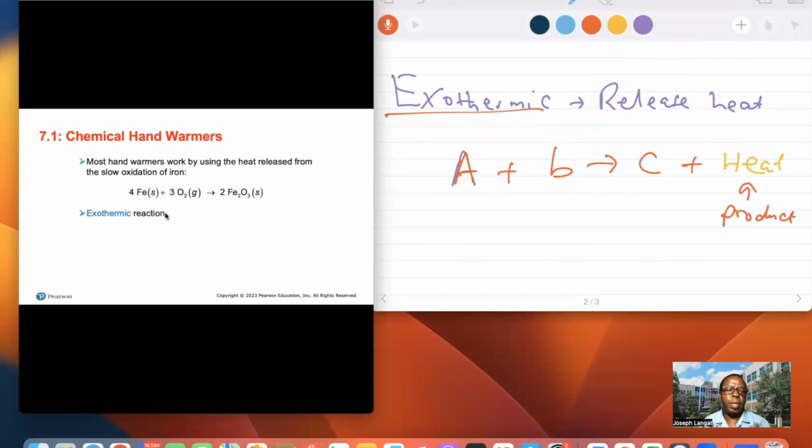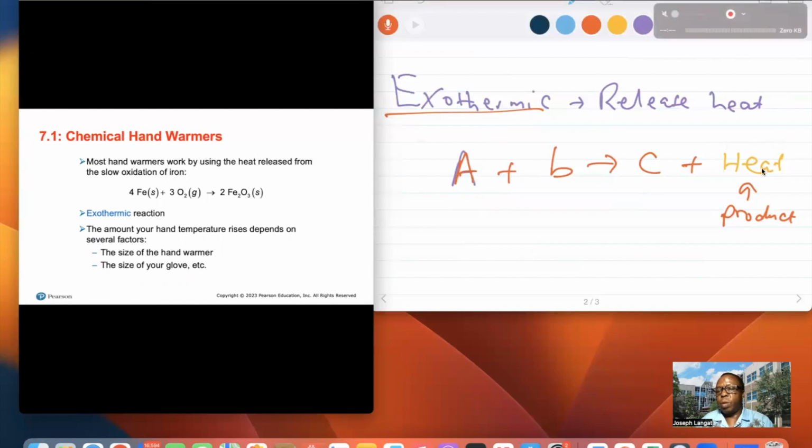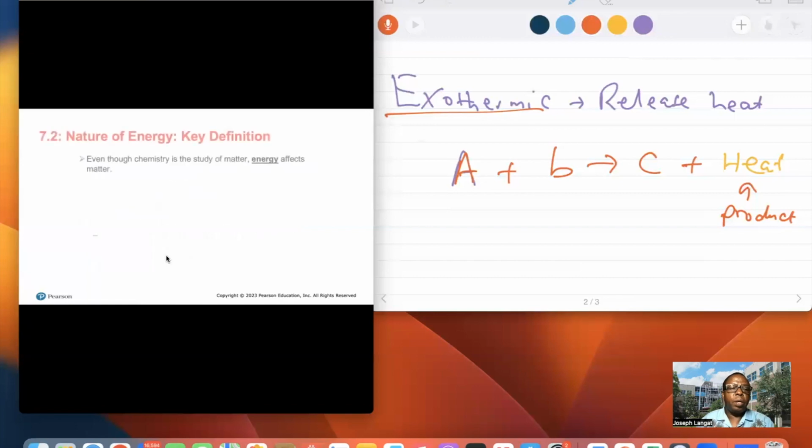And this thermite reaction is exothermic. It gives off heat, which is responsible for keeping your hands warm. The amount your hand temperature rises depends on several factors. For example, the size of the hand warmer. If it's small, then of course a small amount of heat will be released. The size of the clumps, of course, and surface area will also affect the amount of heat given off, right?